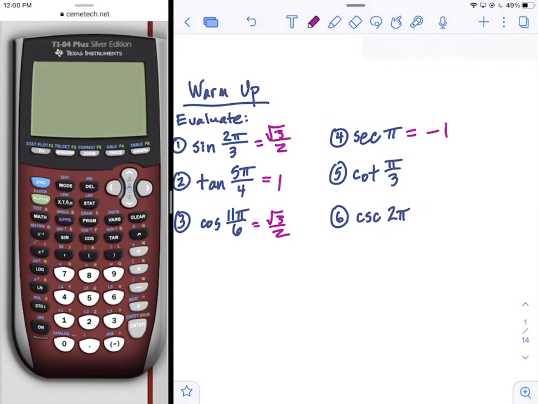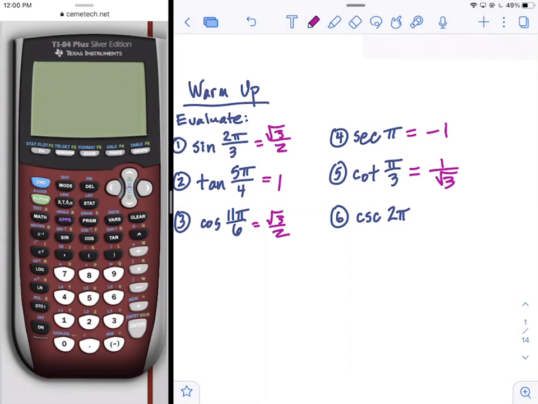Pi thirds, back to the same reference angle as number 1. We're in quadrant 1, so it's just 1/2, square root of 3/2. Cotangent is x over y. So this is the one where your denominators will divide out. So it can be the numerator of your x, which is 1, over the numerator of your y, which is square root of 3. 1 over the square root of 3.